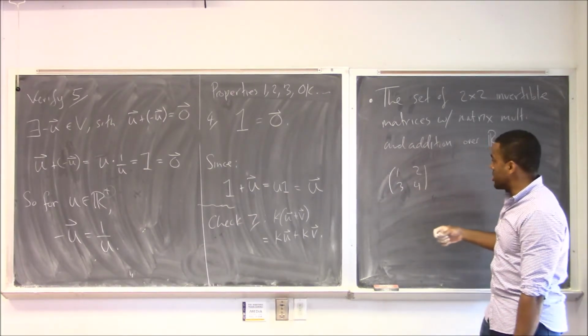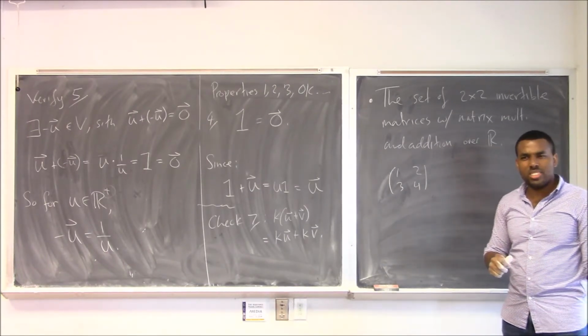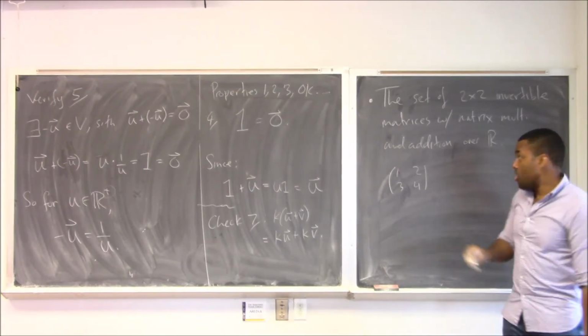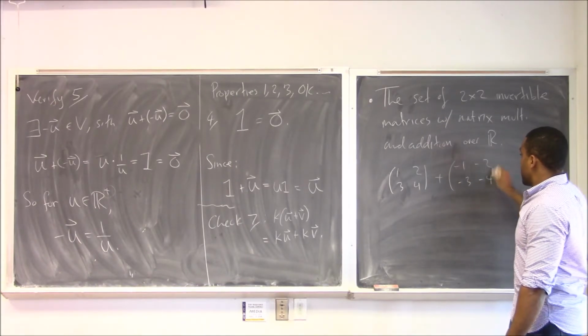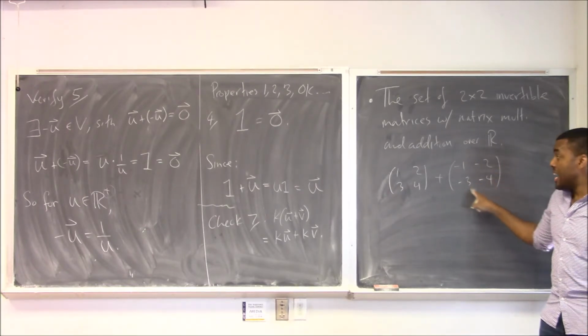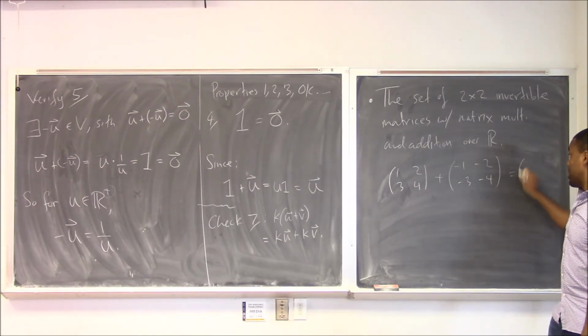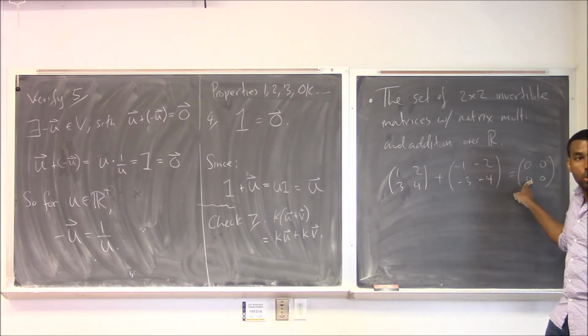Give me something else that if I add it to this, I won't get something invertible. Can you think of such a thing? Or negatives. All the negatives. Guess what? That's also invertible. You can check, determinant is not 0. Add these two, what do I get? Zero matrix. Determinant is 0, not invertible.